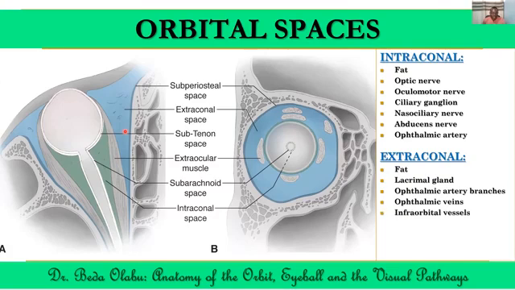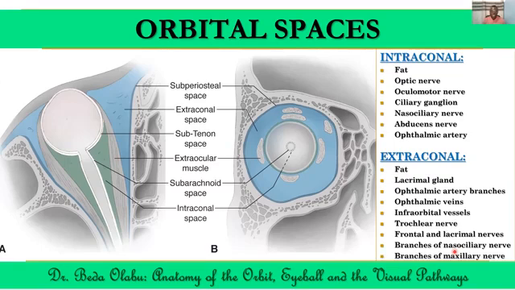The infraorbital vessels, remember they are running within the infraorbital fissure. They are within the extraconal space. We have the trochlear nerve, fourth cranial nerve in the space. The frontal and lacrimal branches of the ophthalmic division of trigeminal are in this space. Branches of the nasociliary nerve are also in this space. Remember, the nasociliary nerve itself is in the intraconal space, but its branches are in the extraconal space.